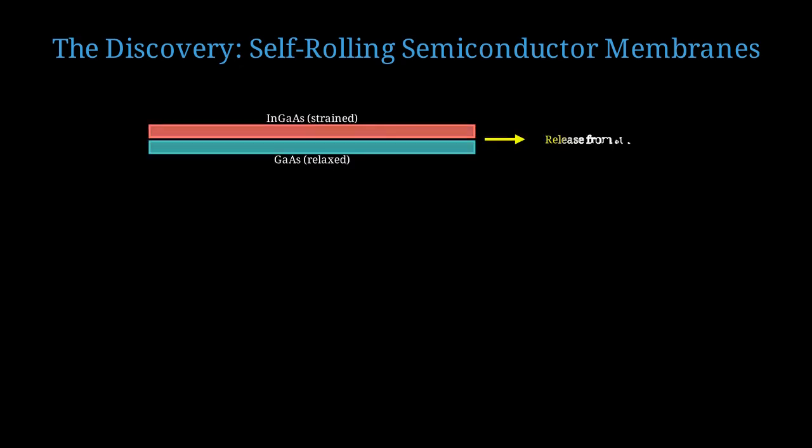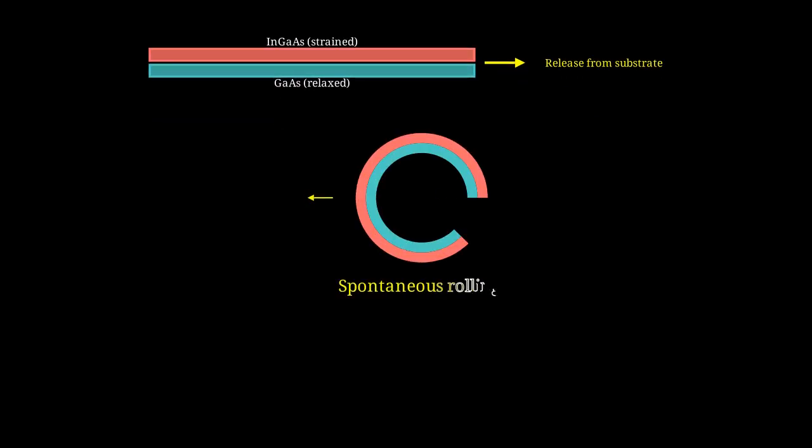Here we see a flat bilayer structure. The top layer is InGaAs, which is under compressive strain, and the bottom layer is GaAs, which is relatively relaxed. When this structure is released from the substrate, something fascinating happens. The bilayer spontaneously rolls up into a tube. The InGaAs layer is on the outside, and GaAs is on the inside. The tube has a well-defined radius r that we can measure experimentally.